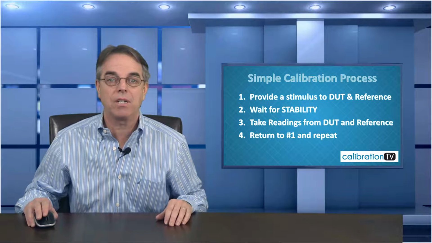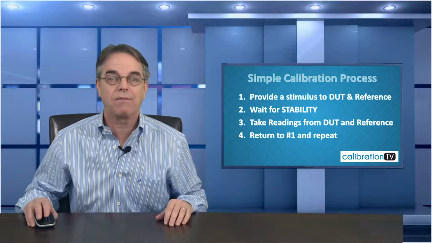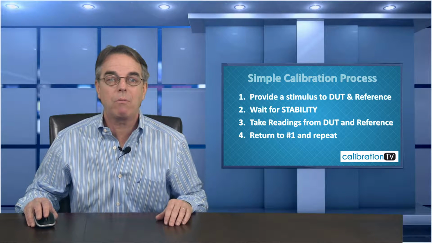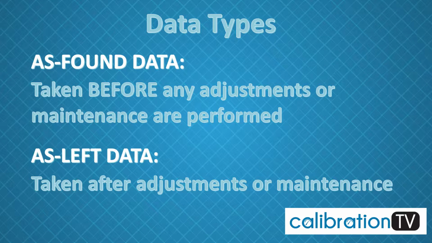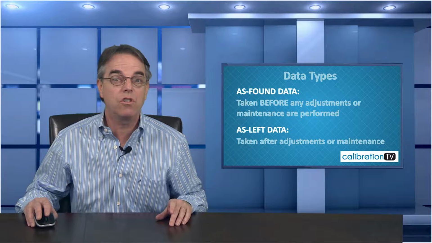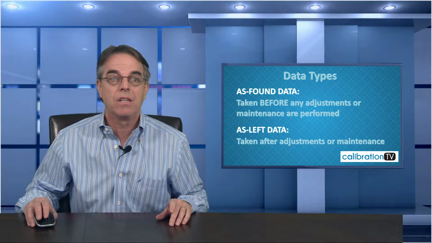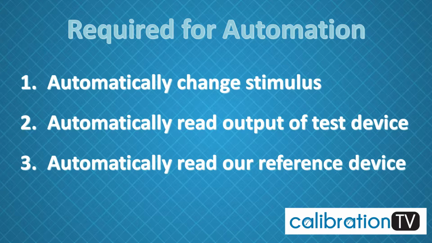Obviously, a full calibration of a piece of equipment involves much more than just taking data at various points. We have to determine if the unit is in or out of tolerance, and there might be adjustments involved. However, the process that I described is what you typically do when you're collecting as found or as left data. And if we could automate just that process, we could save a lot of time, especially if changing the stimulus is time consuming. In the temperature example I discussed, changing a liquid bath from one temperature to another could take hours for stability.